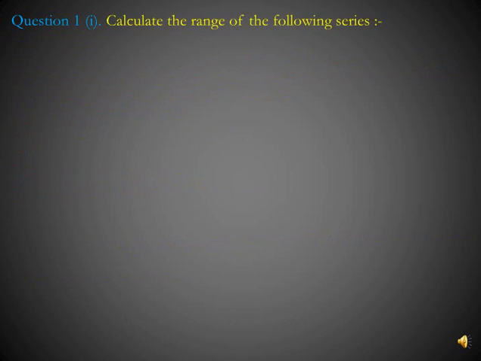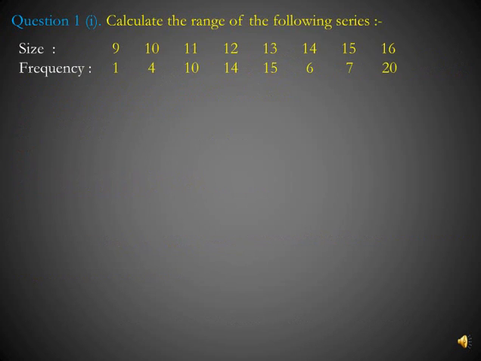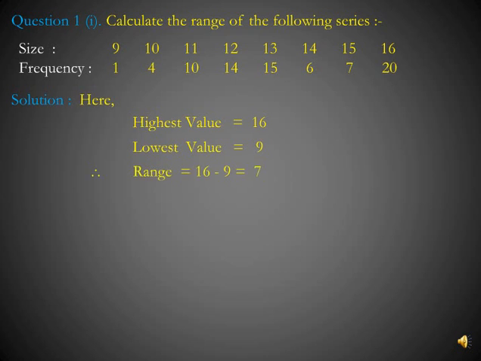So let's do a question for practice. Calculate range of the following series. Size is given and frequency of different sizes is given. It is a case of discrete series, and in case of individual or discrete series, range is calculated by the simple formula. Here highest value is 16, lowest value is 9, so range is equal to highest value minus lowest value, that is 7.